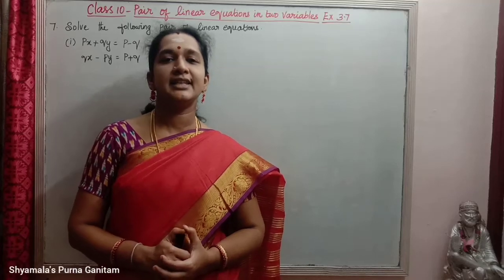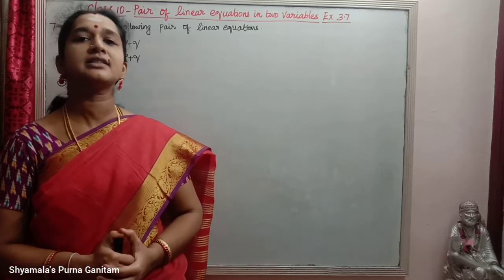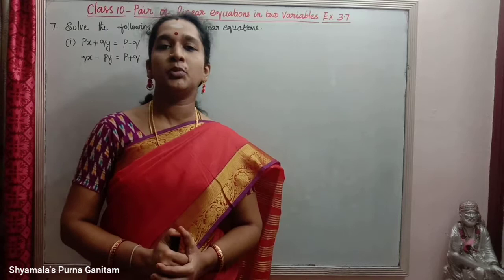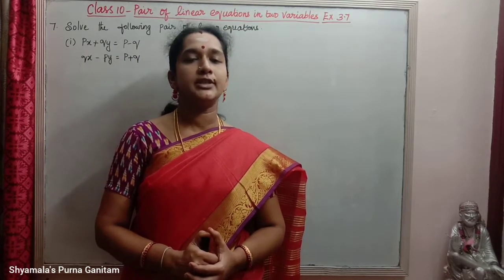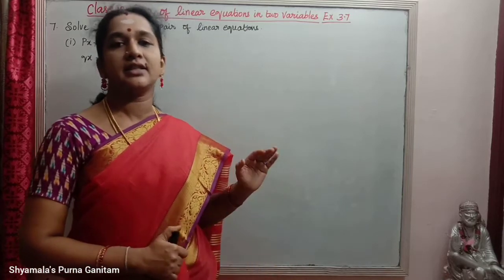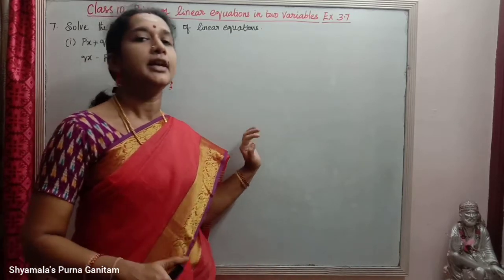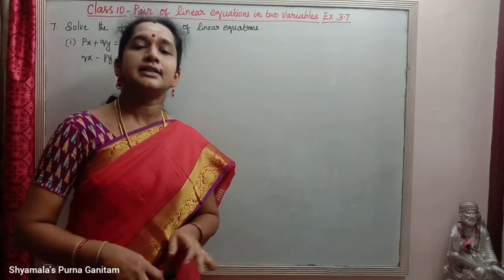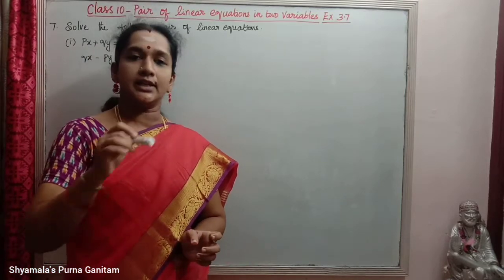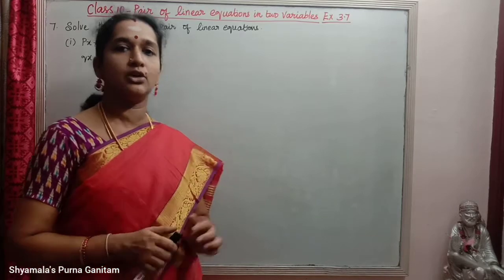Good morning students. In this class I will be doing class 10 pair of linear equations in two variables. Exercise 3.1 to 3.6 I have completed. This is the 7th exercise, optional exercise. In that 5 sums I have completed. The 6th one is plotting it in the graph. That is simple only. You can try to do it by yourself.